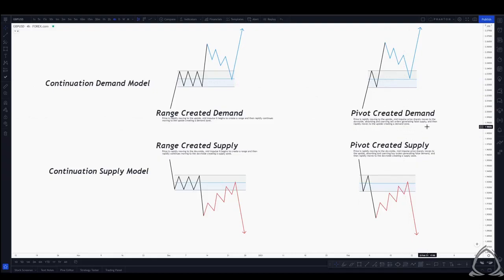Now, if we look at the pivot created supply, again, we have a sharp move to the upside, followed by an expansion to the downside. We're not looking to trade the break of that pivot, but instead waiting for price to return back to that supply zone to look for entry.